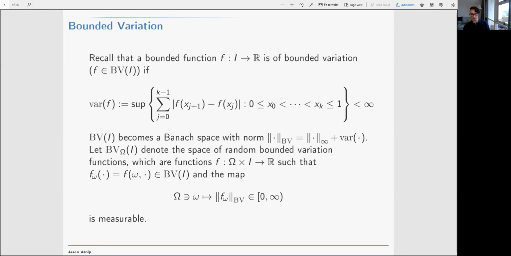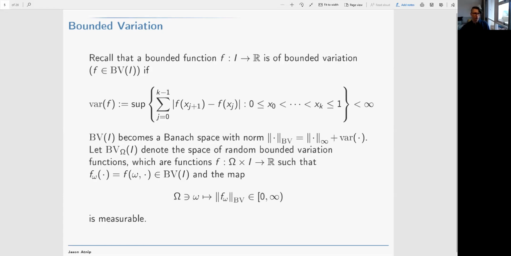Then we want to look at random functions, or functions that change on the fibers. That will look like BV omega, and this will be the space of all functions which are BV on every fiber, and the BV norm is measurable.